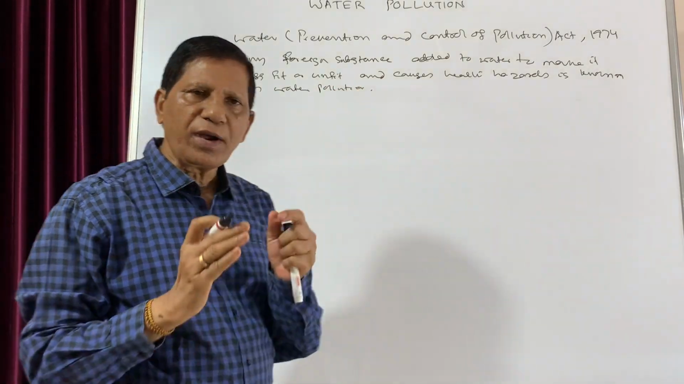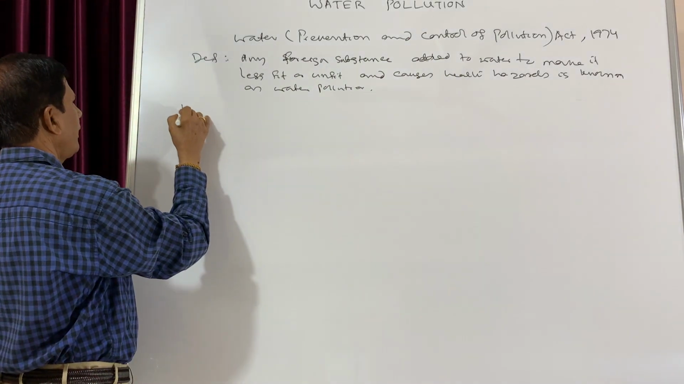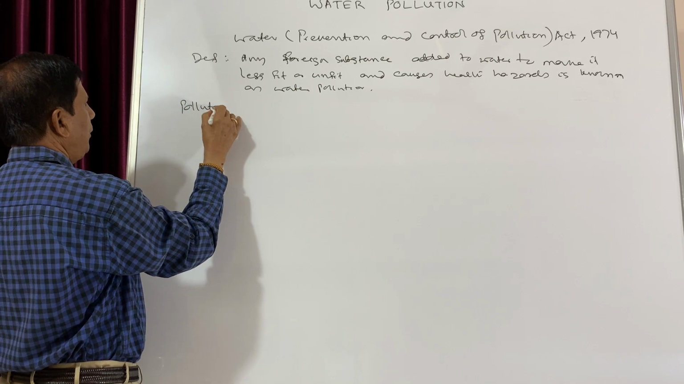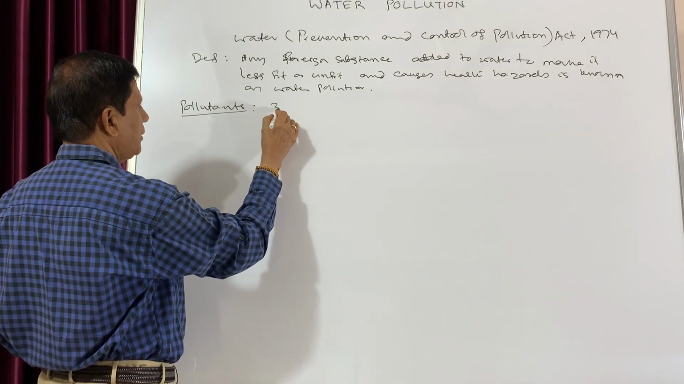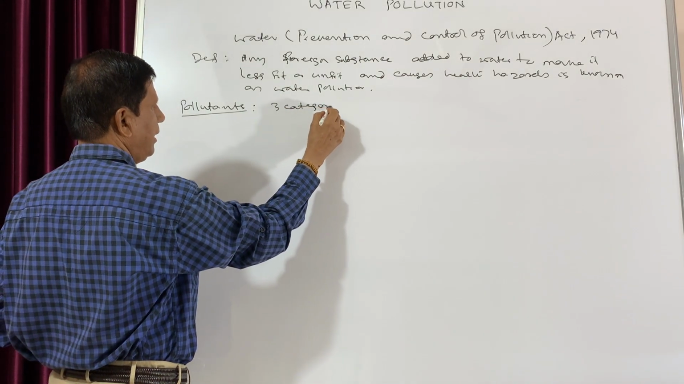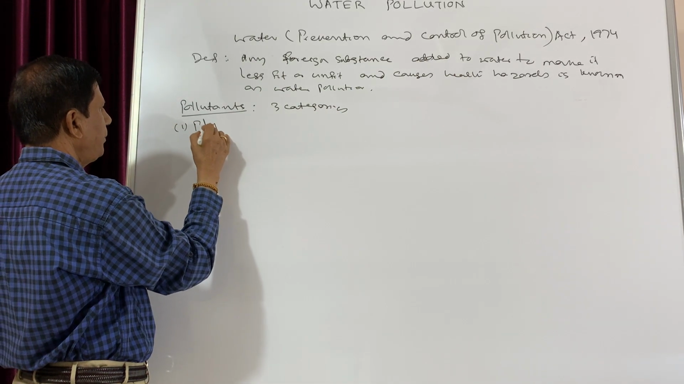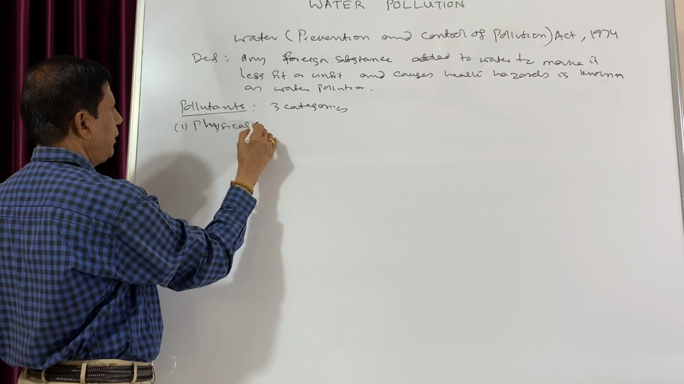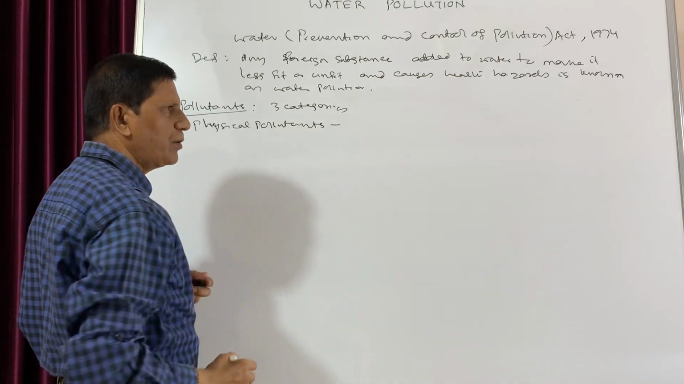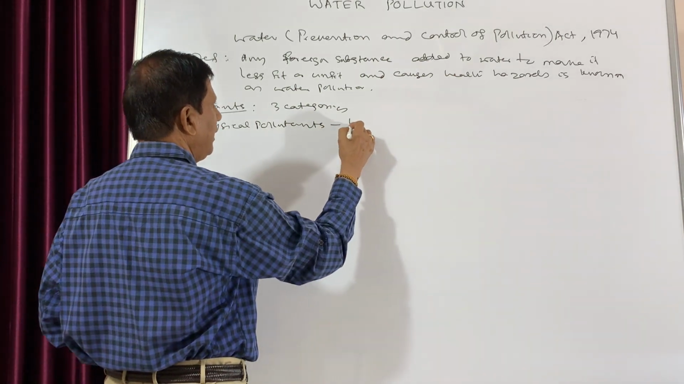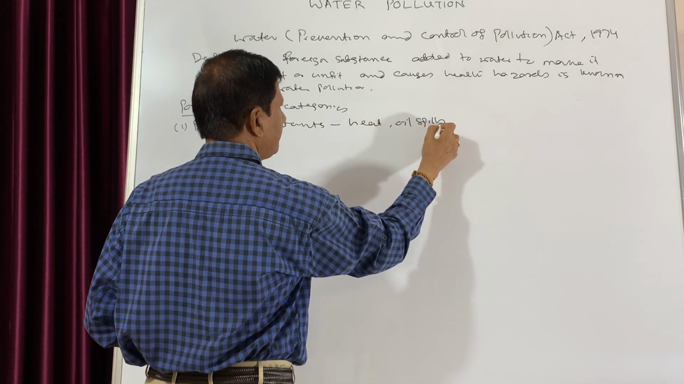The foreign substances which cause water pollution are known as pollutants. And these pollutants are mainly of three categories. The first category is physical pollutants. These physical pollutants usually may be heat or oil spills.